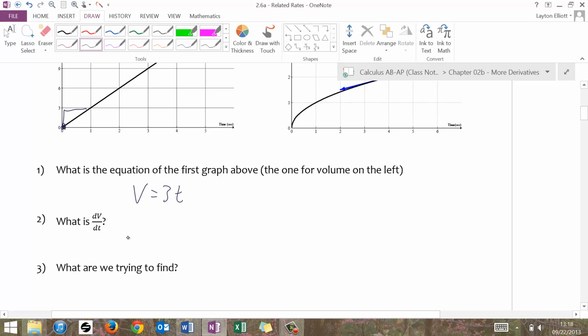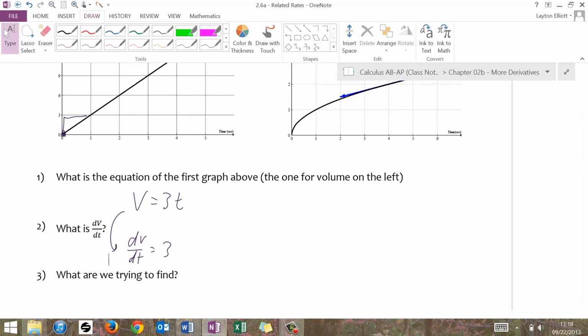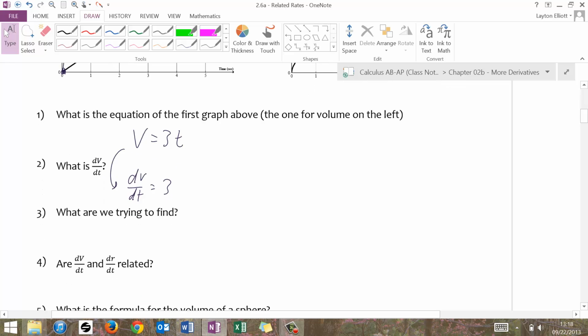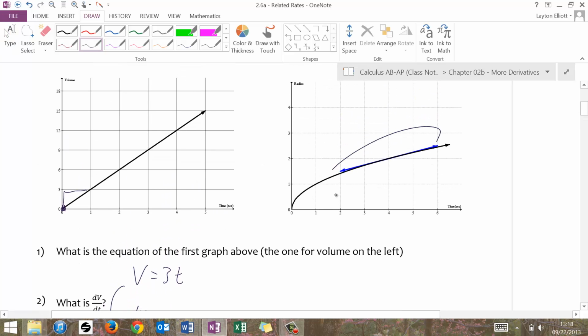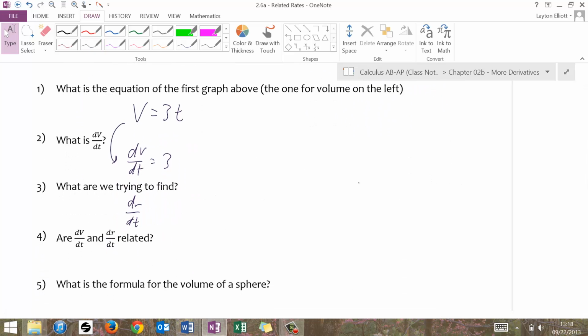And if I take the derivative of this, V prime, or dV/dt, is just equal to 3. That's the derivative of this one. And that should make sense. That's actually the slope, change in volume over change in time, so that matches. But we are trying to find dr/dt, the instantaneous change of the radius for time. Again, the slope of this line right here. Again, dr/dt is the same as change in radius over change in time.